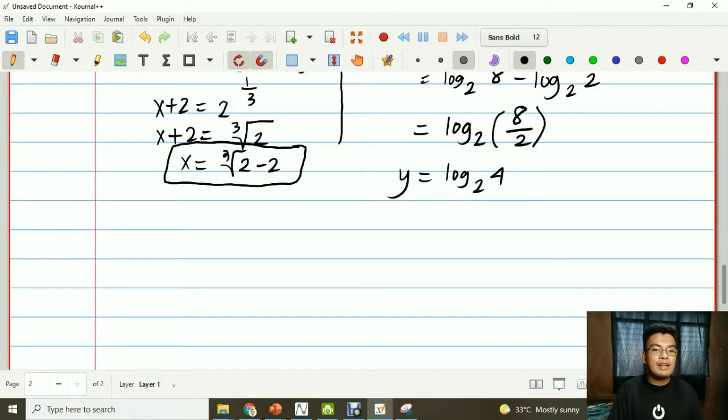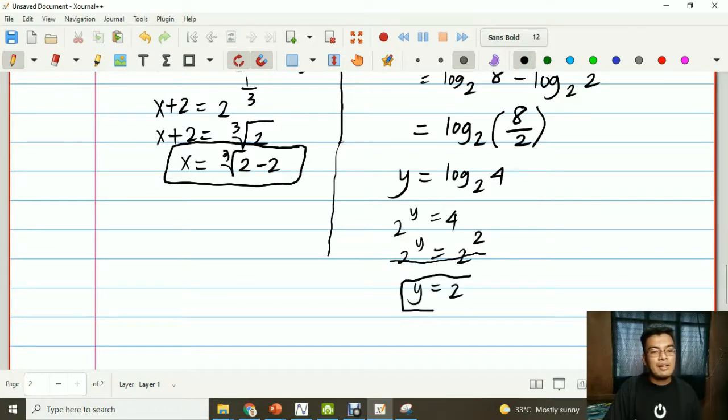To simplify this, we will write it to its equivalent exponential form. This will be 2 raised to y is equal to 4. So, si 4, pwede siyang i-write as 2 raised to 2. We can immediately disregard the base. So, ang ating y-intercept ay equivalent to 2. So, that is how we obtain the x-intercept, the 0, and the y-intercept of a logarithmic function.